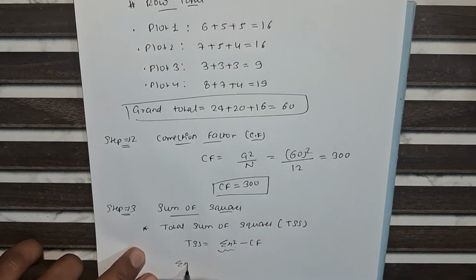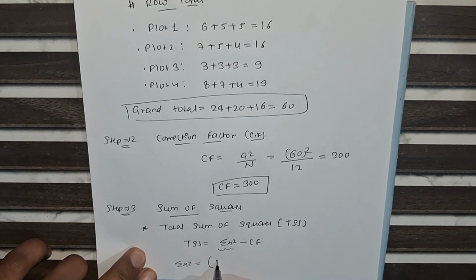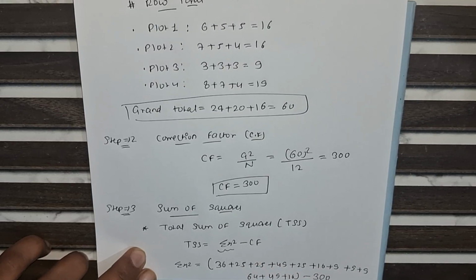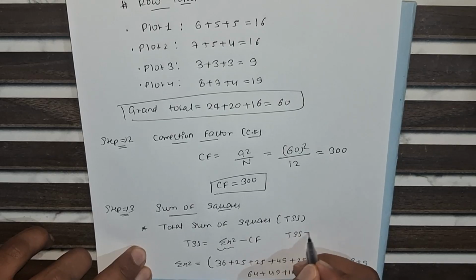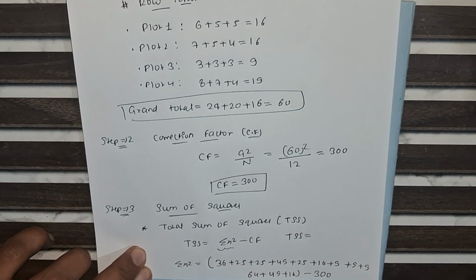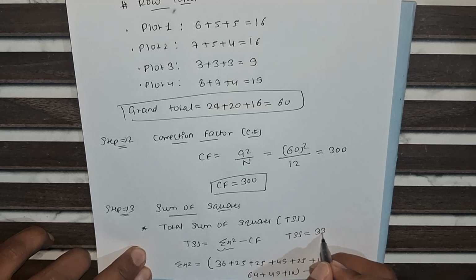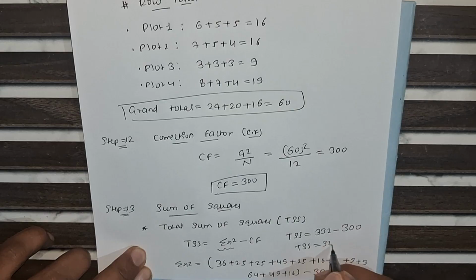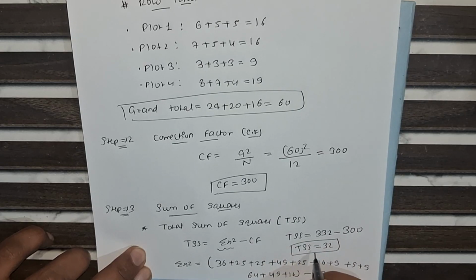So summation of x square equals 6 square is 36, 5 square is 25, again 5 square is 25, plus 49, like that 25 plus 16 plus 9 plus 9 plus 9 plus 64 plus 49 plus 16, minus our CF, correction factor, which is 300. So when you add it, it becomes 332 minus 300. Then our TSS equals 32. This is the total sum of square.